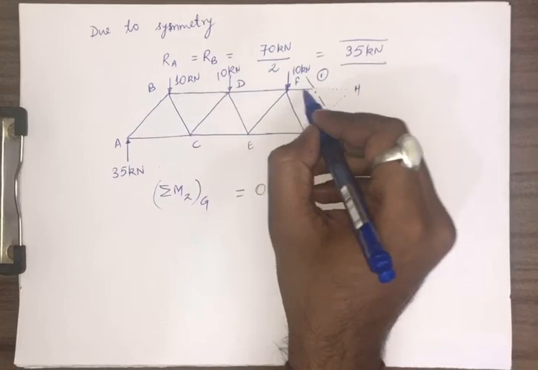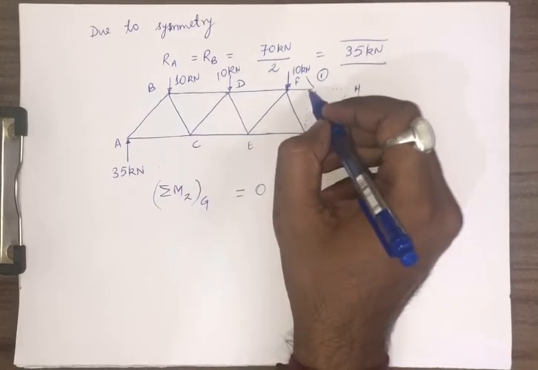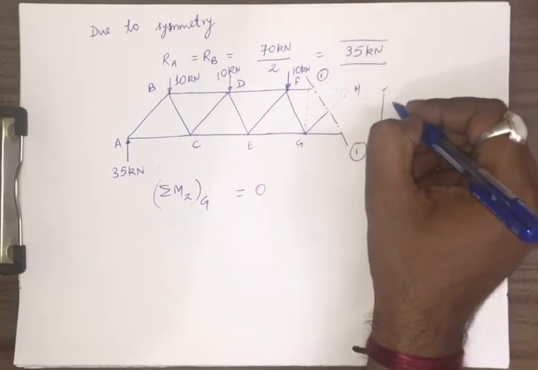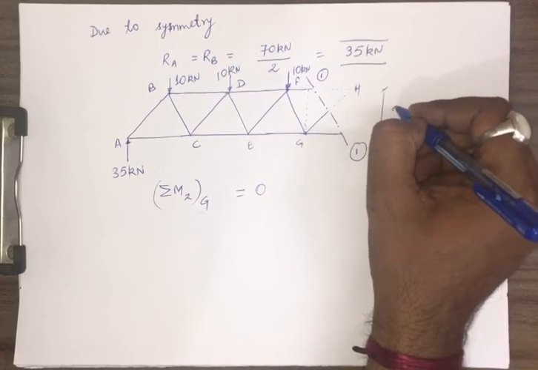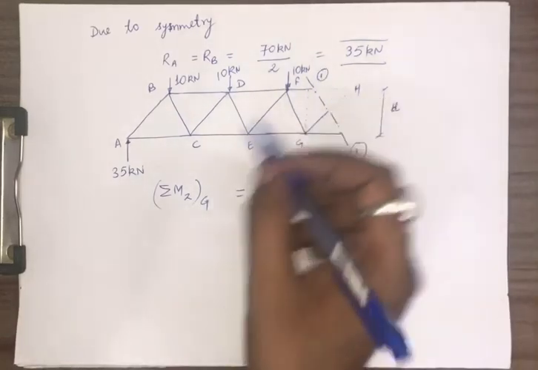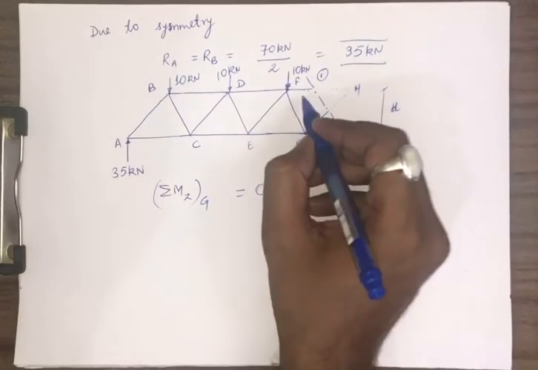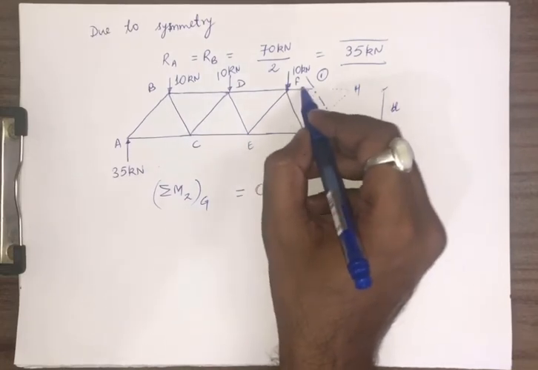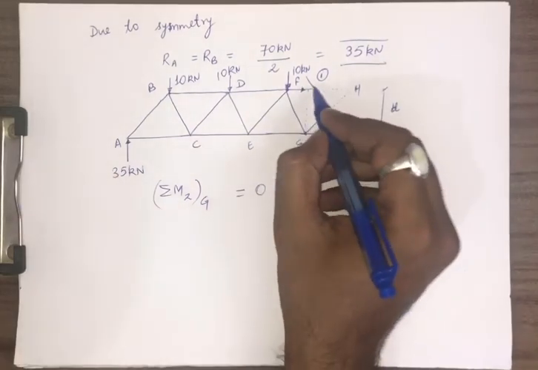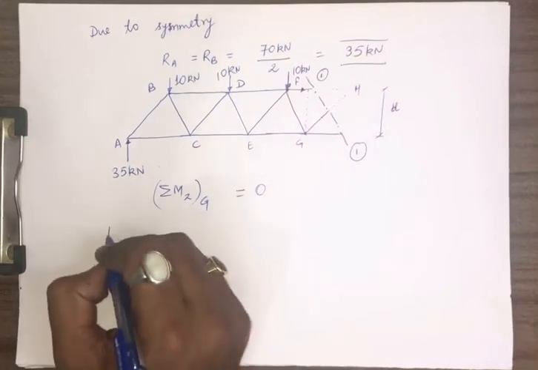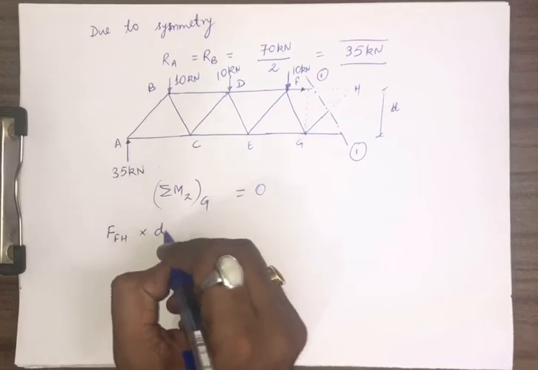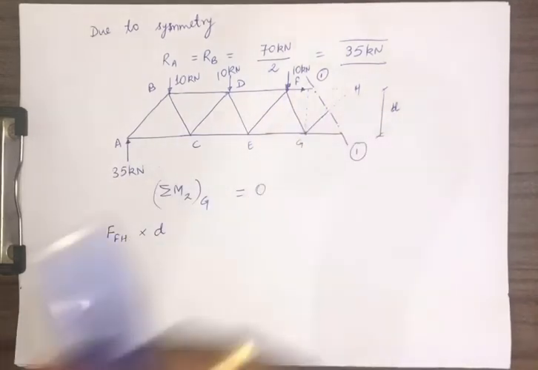But we want this not. We want the height. We want this distance. If it is, let us say, d, clockwise is positive, anti-clockwise is negative. This force is acting like this, so this will produce clockwise moment. So F_H into d, this is clockwise.